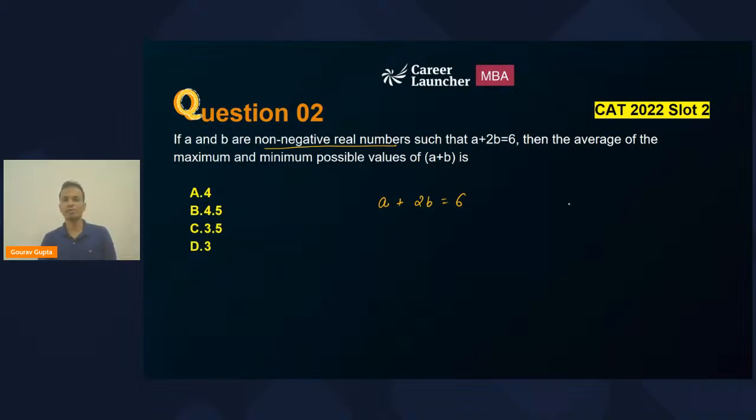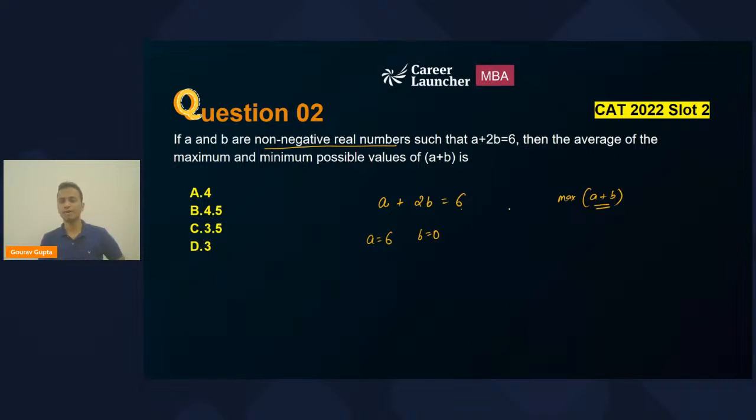Now we'll have to find out, first of all, the maximum value of A plus B, right? In this case, you can observe that if I increase the value of A, the value of B will decrease and vice versa. Also, in order to maximize the value of A plus B, I should put the value of B as 0. If I substitute B as 0, the value of A will be equal to 6. So I minimize the value of B and maximize the value of A, and hence I maximize A plus B. A plus 2B is given as 6, so the value of A plus B cannot be more than 6.